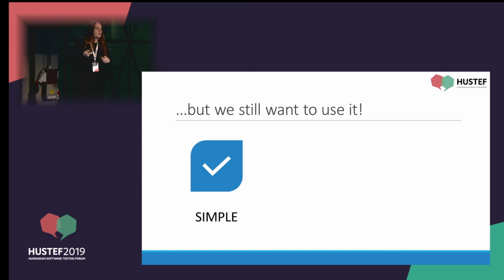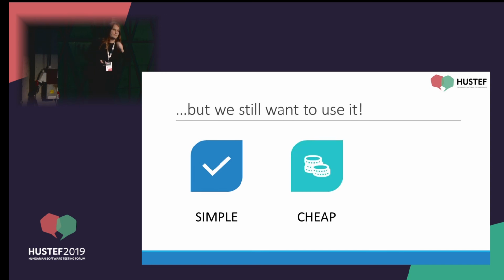But even though it's not perfect, we still want to use it. Why? Because it's simple. You just need your app and a person. That's it. You don't need any fancy equipment. It's cheap. Again, if you use your friends, it costs you a beer maybe, or a coffee, or a lunch if the friend is expensive, right? You don't need anything. A piece of paper, your app, a person.